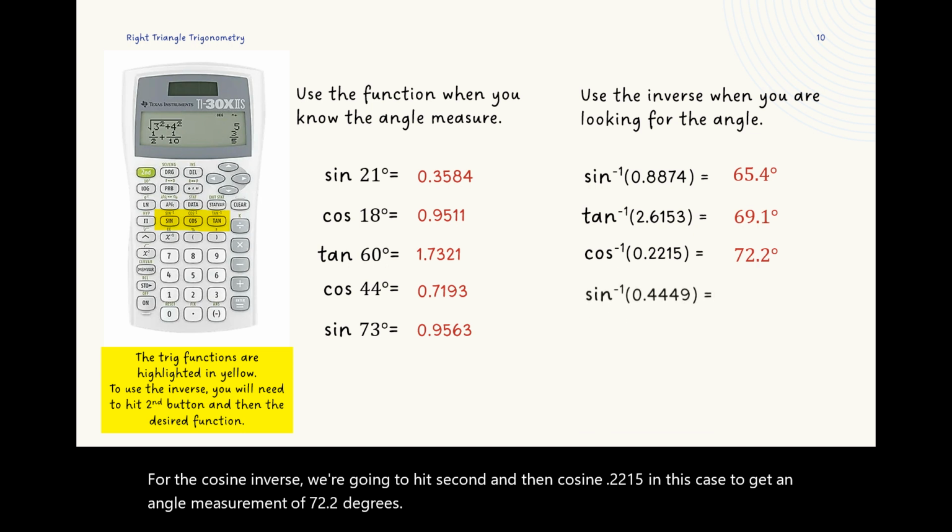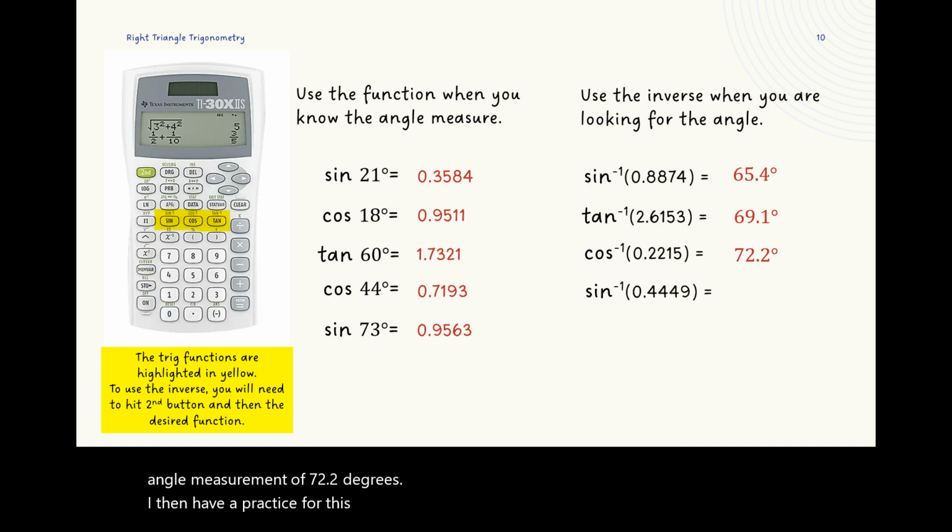I then have a practice for the sine inverse of 0.4449. That would be second, then sine, then 0.4449. Be sure to close your parentheses and hit enter. That should get you 26.7.